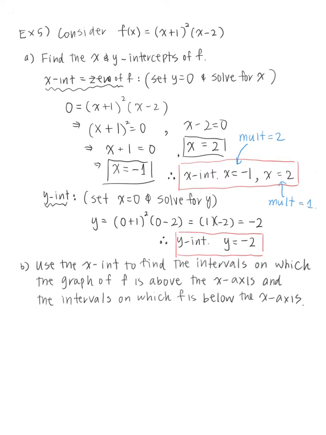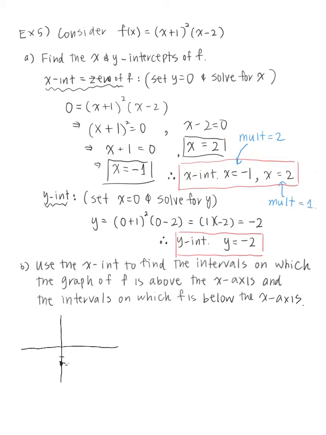Now part B. Use the x-intercepts to find the intervals on which the graph of f is above the x-axis and intervals on which f is below the x-axis. So let's just think about this. Let's give a little rough sketch, just so that you understand what's going on here. Let me jot down the y-intercept. I guess the y-intercept is not all that important at this point, but I'm just going to do it anyway.